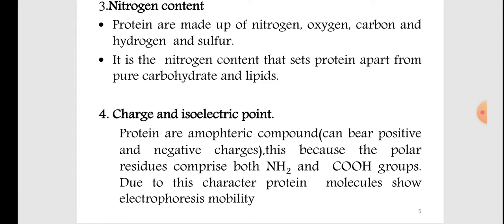Charge and isoelectric point: proteins are amphoteric compounds that can bear positive and negative charges because the polar residues comprise both NH2 and carboxyl groups. Due to this character, protein molecules show electrophoretic mobility.